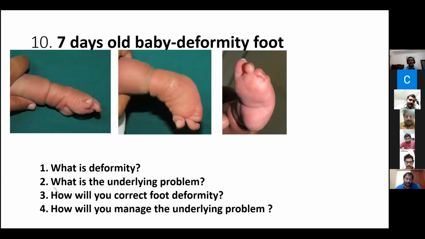I think 10 questions are enough for every session, not more than that. Alla Balu? Yes, sir.